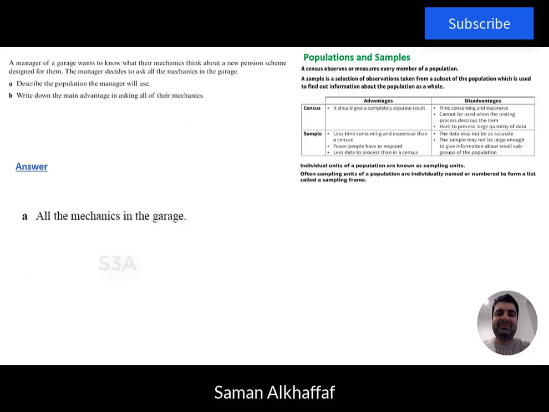Part B, write down the main advantage of asking all of the mechanics. Now, in this scenario, everyone's views will be known, and possibly to get the best approach in terms of what would be the best approach to take forward for their pension scheme. And this will be the answer for this question.